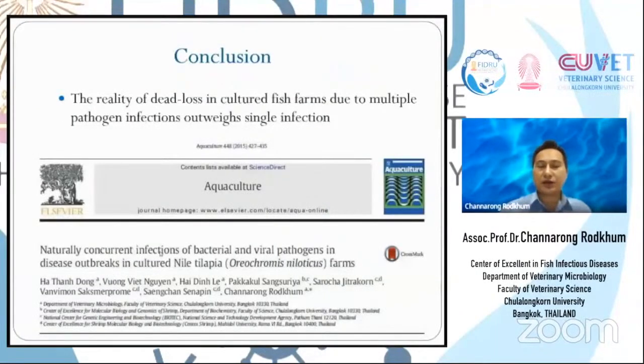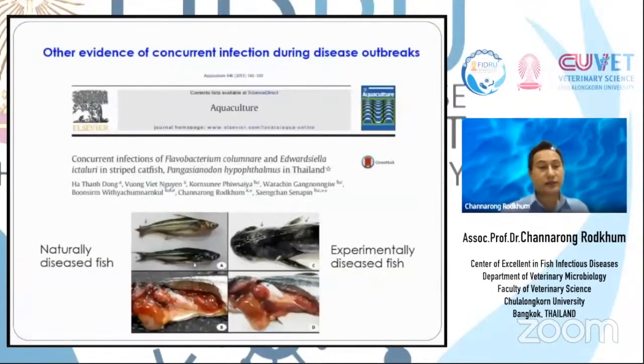Then we conclude that the real cause of death loss in culture fish farms is multiple pathogen infection outweighing single infection. It answers our hypothesis, and after we made a conclusion and discussion, we wrote the manuscript and published it in Aquaculture. Another kind of concurrent infection was also published: the concurrent infections of Flavobacterium columnare and Edwardsiella ictaluri in striped catfish in Thailand.